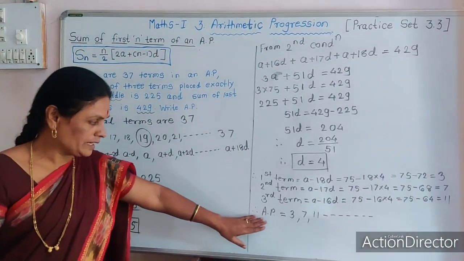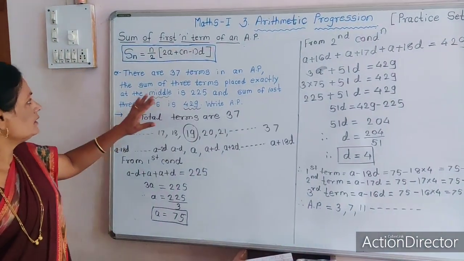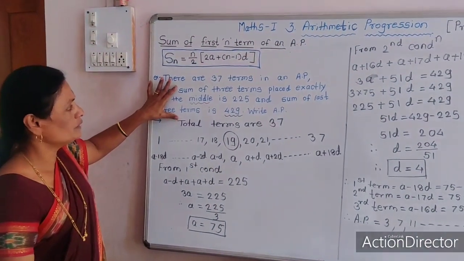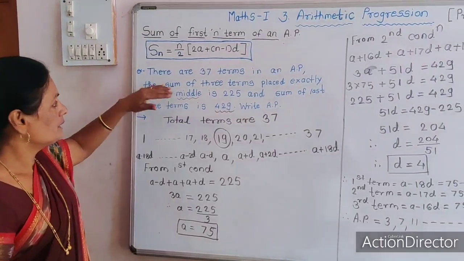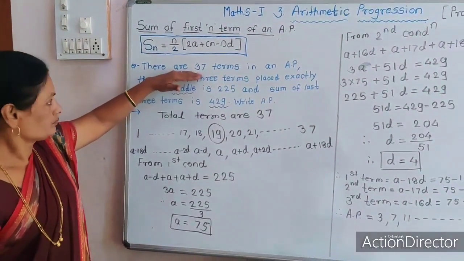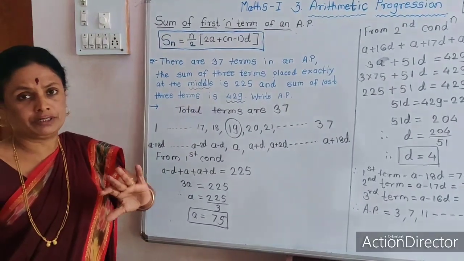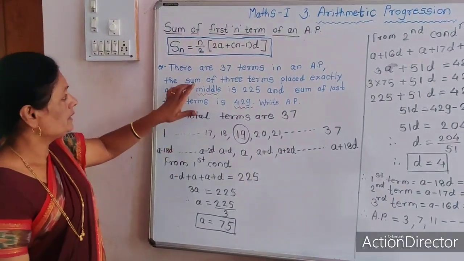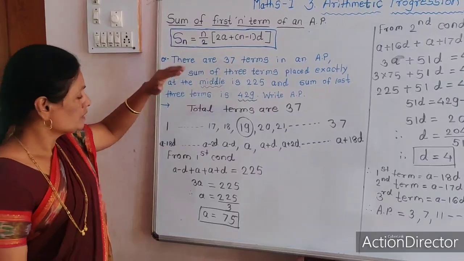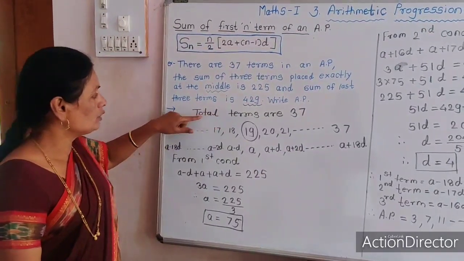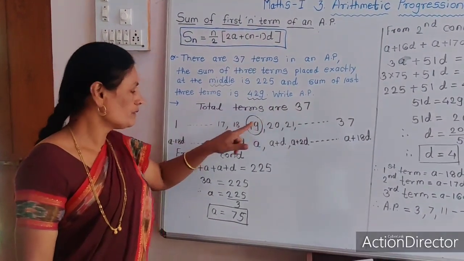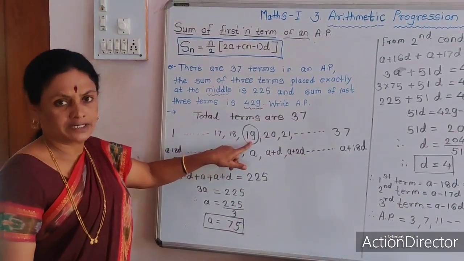In this way we write the AP. Look here, from this example, here we are given two conditions, but here the terms are more. We solved examples with 3 terms, 4 consecutive terms, 3 consecutive terms, but here the terms are 37, so here we write that the total terms are 37, middle term is the 19th.